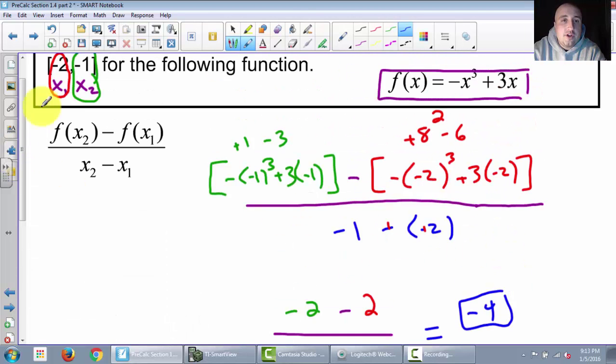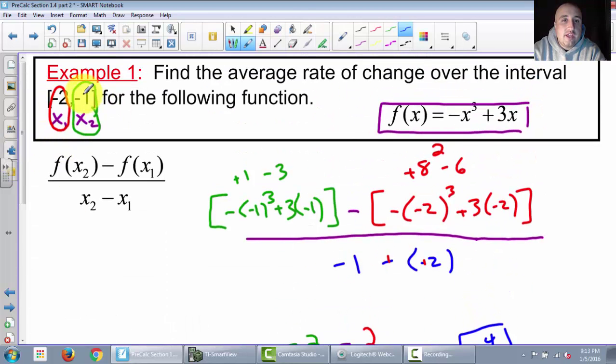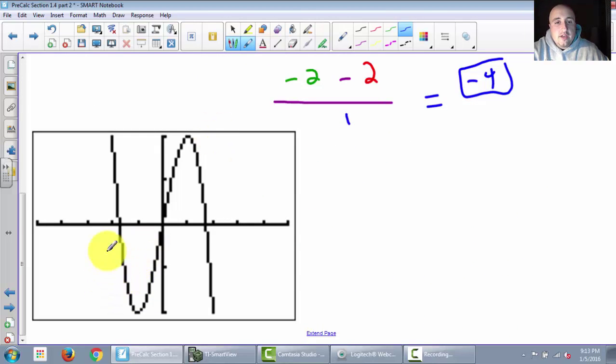So let's think about this. Our interval was from -2 to -1. If I go to -2 and go to my graph, it's about right here. -1 is here, so I go to my graph. And if I connect those two dots with a line, let's see if I can do this.